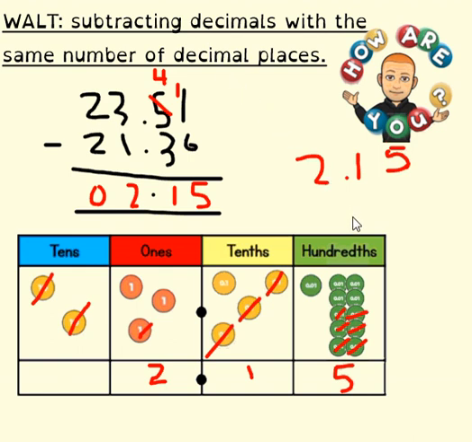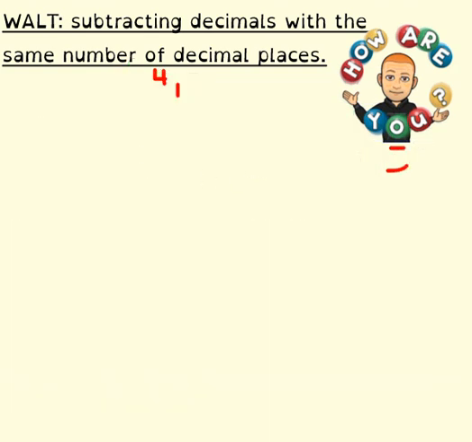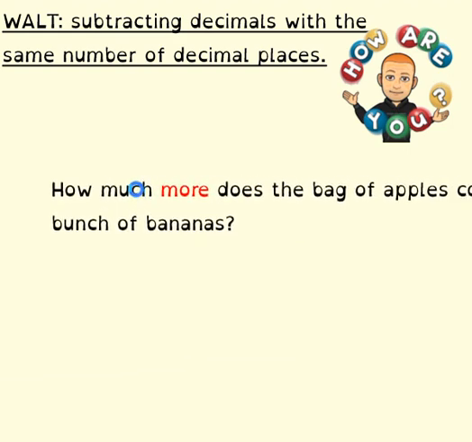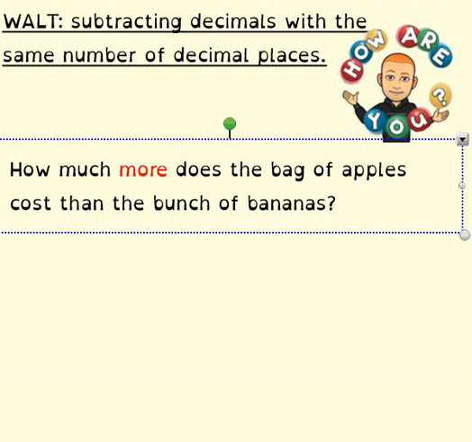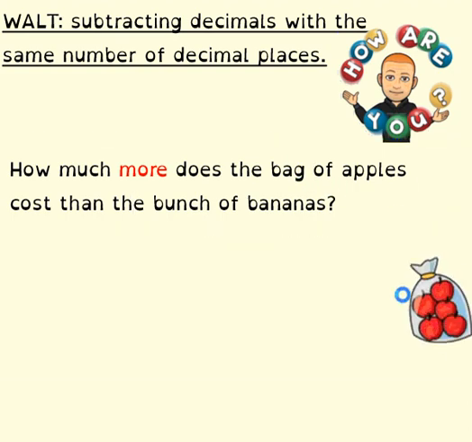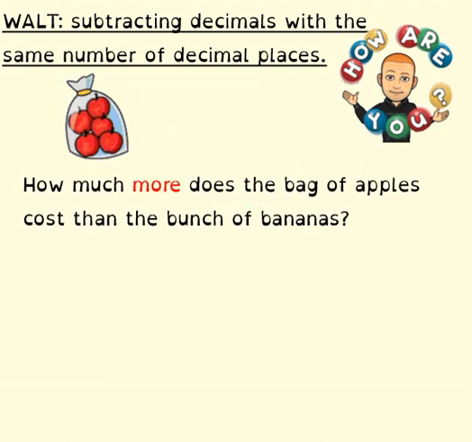The next example we're going to have a look at, if we just get rid of all of these, is going to be represented in a word problem form. I want to work out how much more does the bag of apples cost than the bunch of bananas.